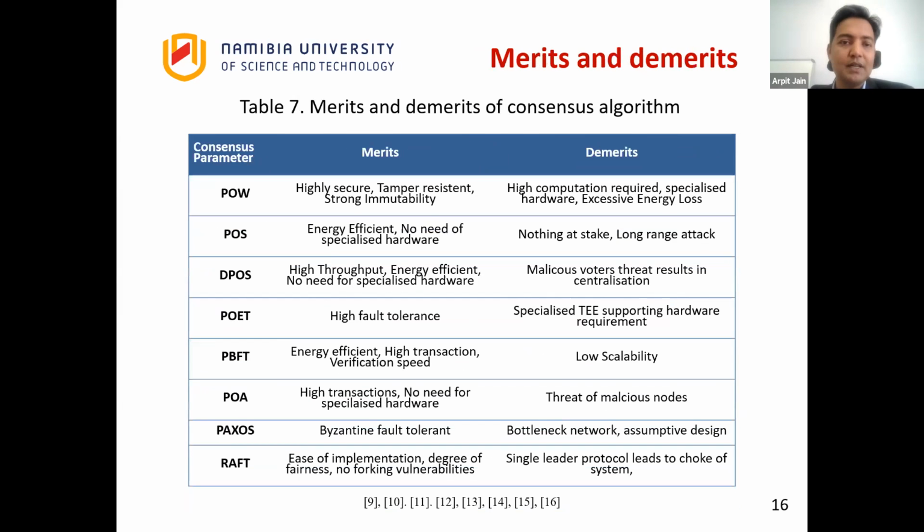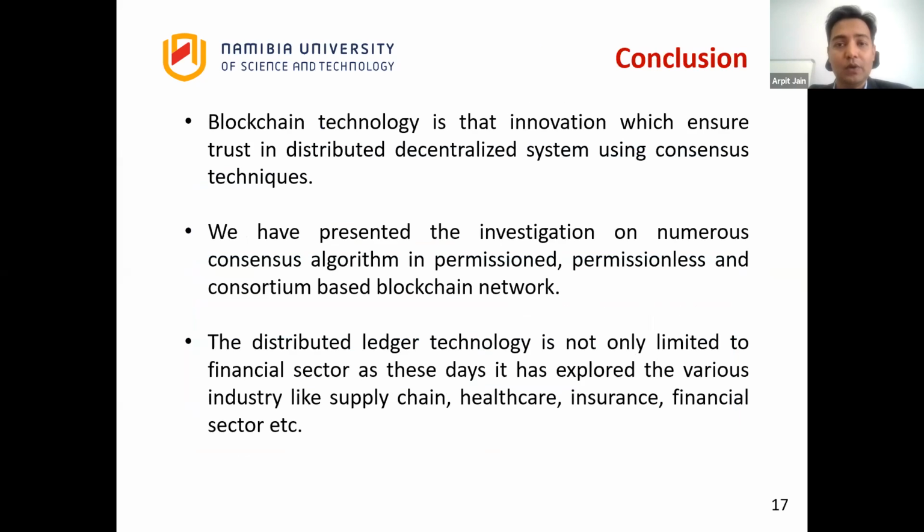Finally, we added the merits and demerits, that is, the advantages and disadvantages of each individual consensus mechanism, and based on that the researcher gets an idea about all the algorithms. Conclusively, blockchain technology is the innovation which ensures trust in distributed decentralized systems using consensus techniques. We have presented the investigation on numerous consensus mechanisms based on the categories permissioned, permissionless, and consortium based.